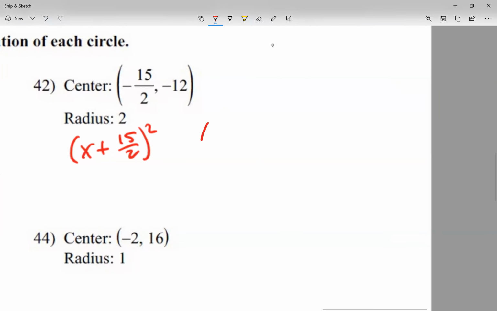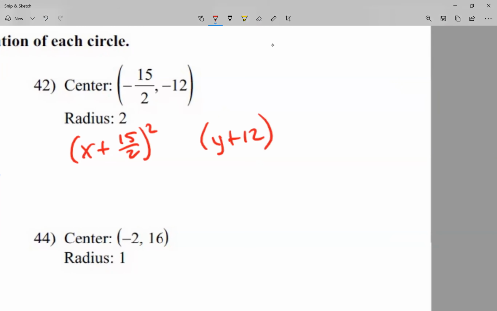My second parentheses is going to be y plus 12. Again, notice I switched the sign. And I'm going to square that parentheses. In between my parentheses, there's a plus. And this is going to equal 4. Radius squared. The radius is 2, so 2 squared. That's how we write it.